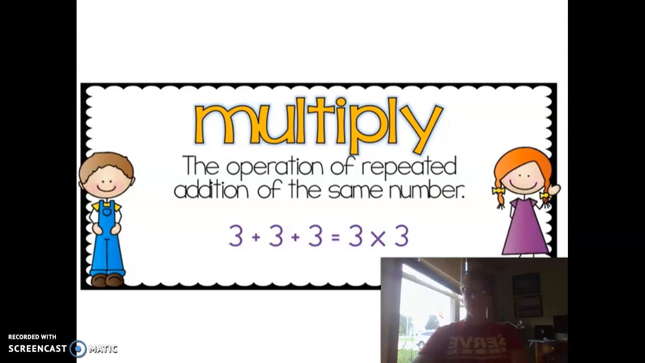Hello, third grade friends. Let's review some multiplication terms before we dive into our multiplication unit. The first term that I want to talk to you about is multiply or multiplication.